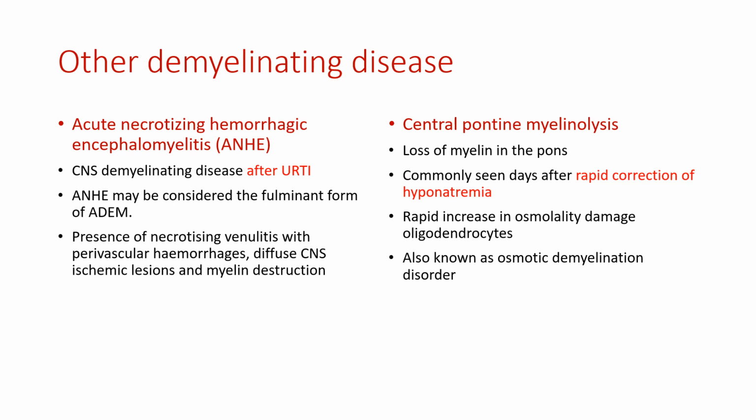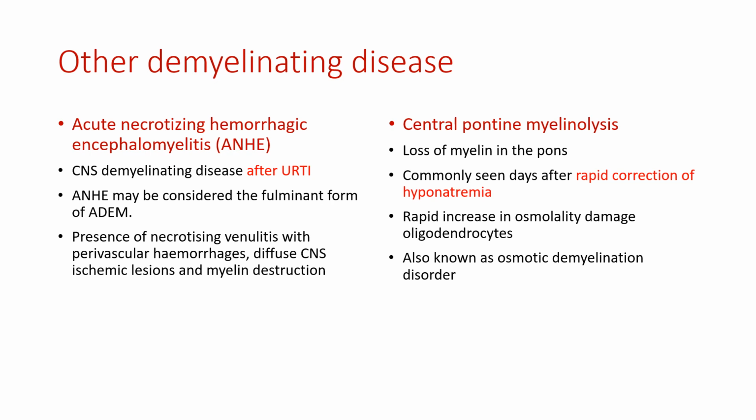Acute necrotizing hemorrhagic encephalomyelitis is a demyelinating disease preceded by a recent episode of upper respiratory infection. This disorder shows histologic similarities with ADEM. However, the damage is more severe. There is presence of necrotizing venulitis with perivascular hemorrhage, diffuse ischemic lesions, and myelin destruction, and the disease is fatal in many patients.